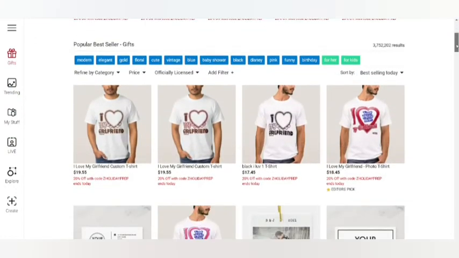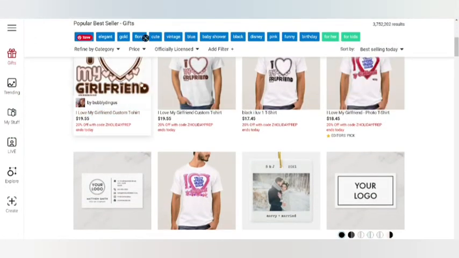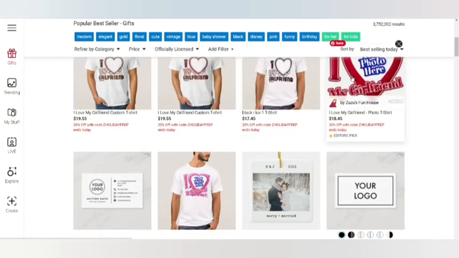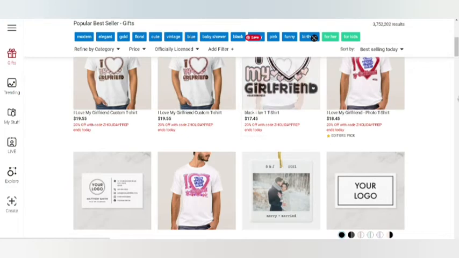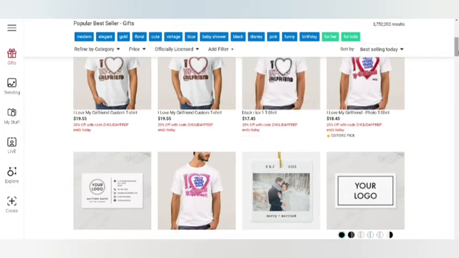So let me just scroll down. The t-shirts are more popular, kind of like this one. These are more popular, like "I love my girlfriend," and you could also make one for guys, but please don't copy these designs.